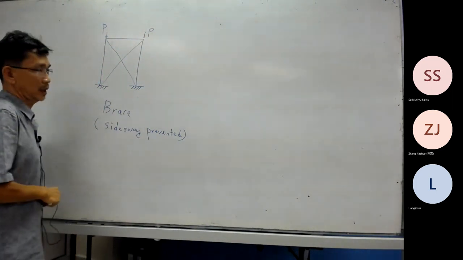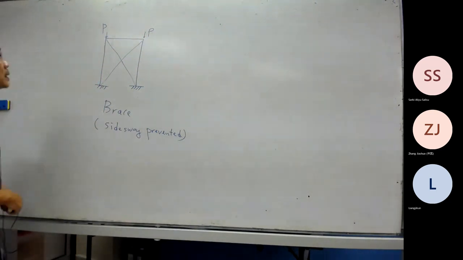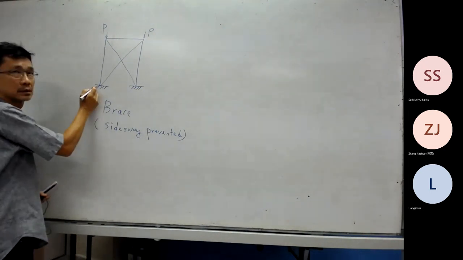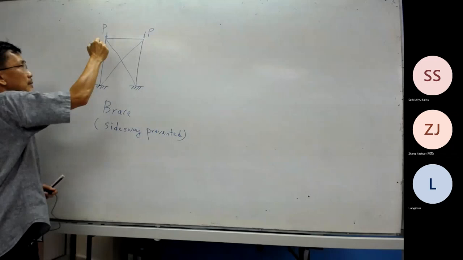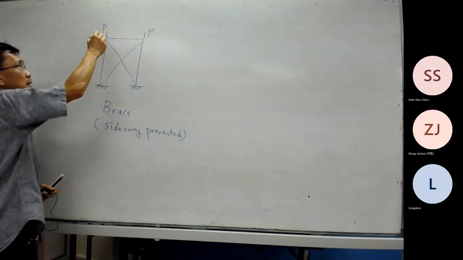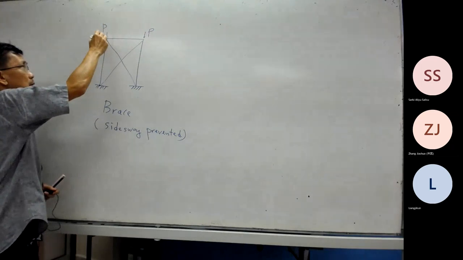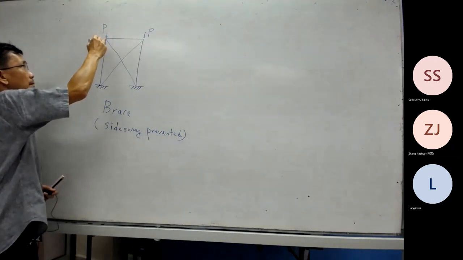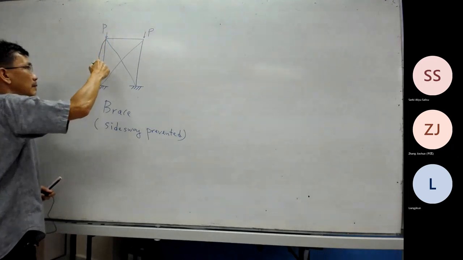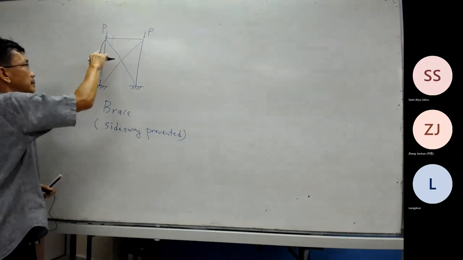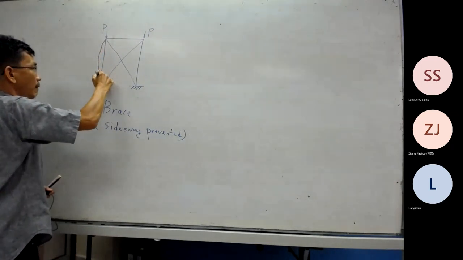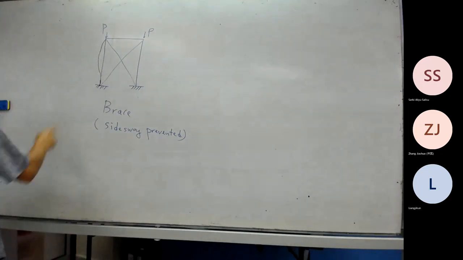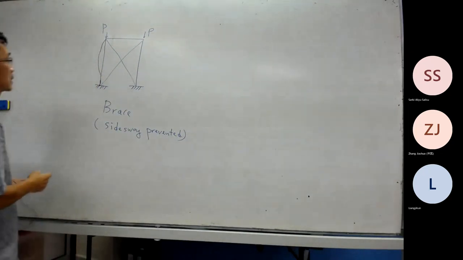So in this case, how can they buckle? One possibility is, this is fixed, so the rotation here must be zero. But this is connected to the other member. So when P is equal to P critical, this column can take another shape. It will buckle like this. This is fixed, so it has to come like this.